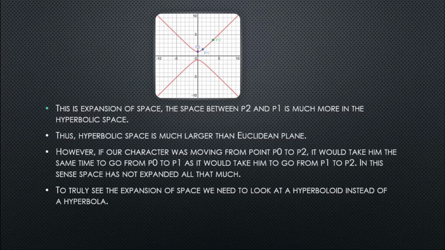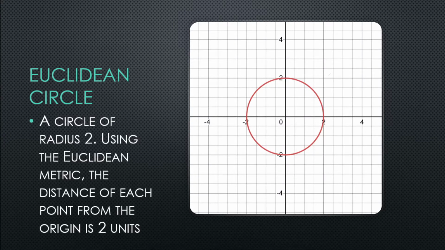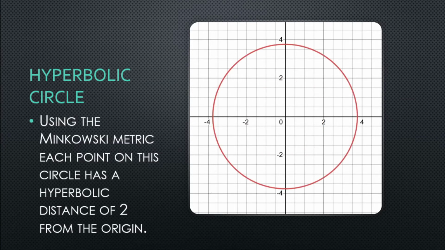To truly see the advantage of this expansion of space, we must consider a hyperboloid in 3 dimensions instead of a hyperbola in 2 dimensions. As you can see in the figure, this is a typical circle in Euclidean space with a radius of 2 units from the origin. This is a hyperbolic circle with a radius of 2 units from the origin in hyperbolic space. We can already see the difference between hyperbolic space and Euclidean space in that from a Euclidean perspective, this circle looks to have a radius of over 2. However, from a hyperbolic perspective, it is still 2 units from the origin.